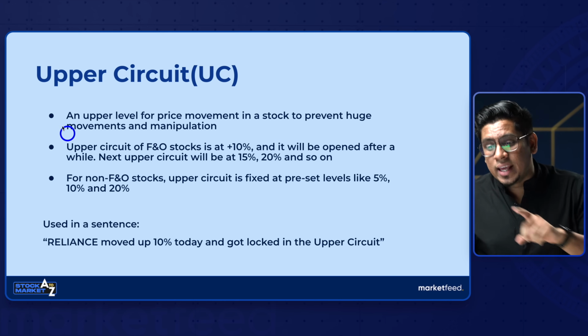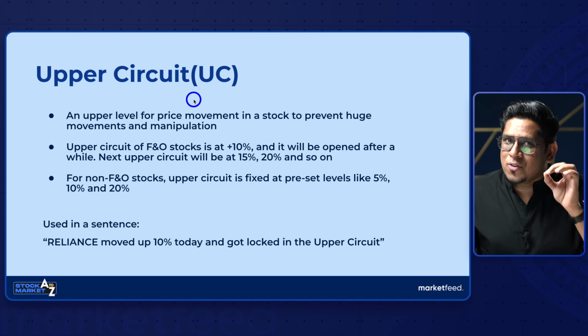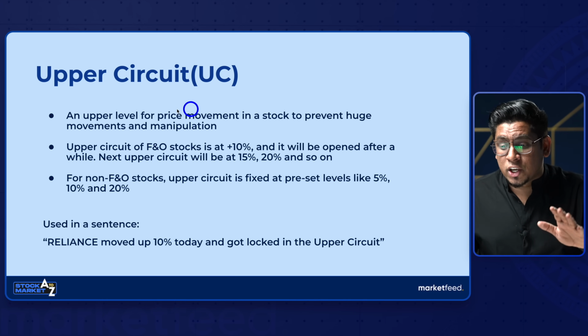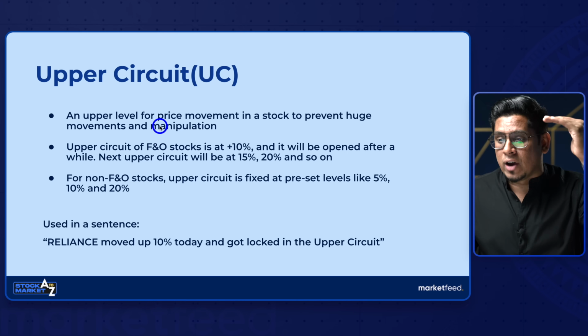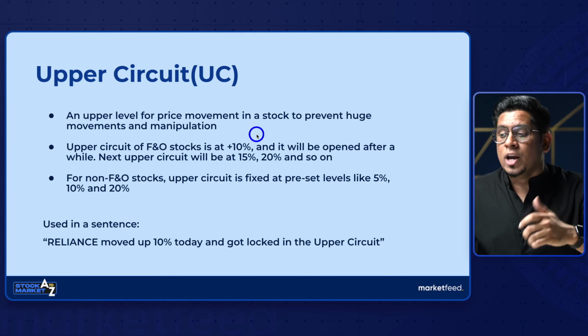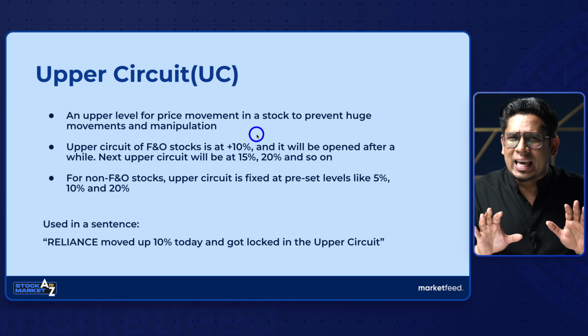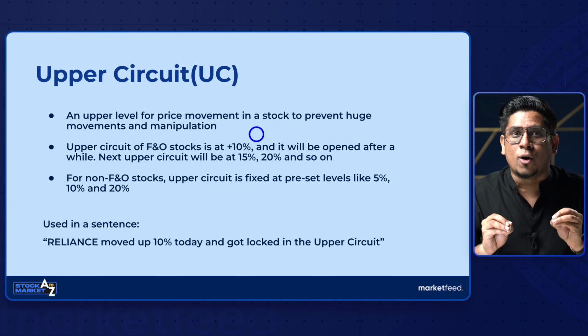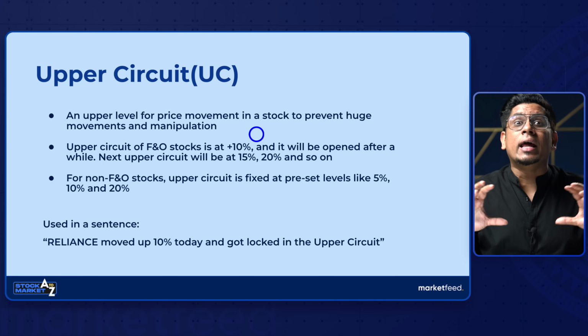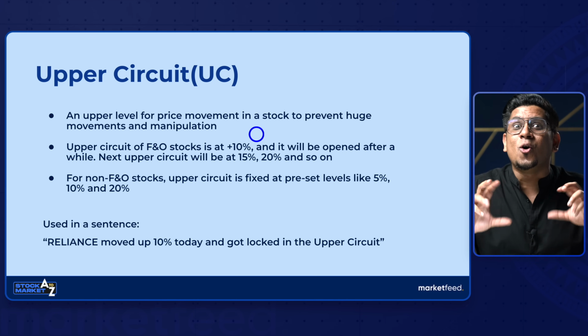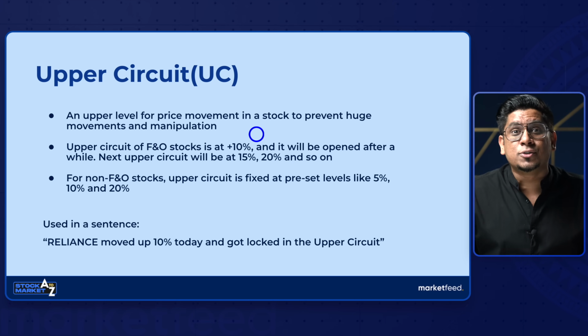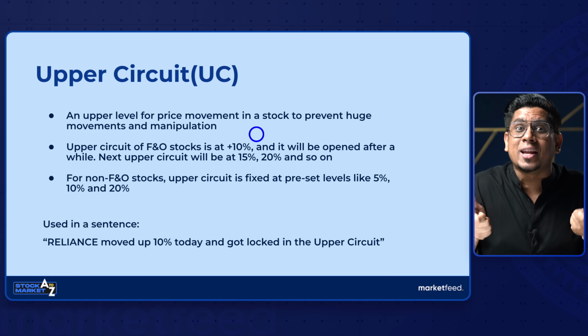The next term we are learning is upper circuit. Very, very important for beginners, right? Upper circuit is an upper limit level for price movement in a stock to prevent huge movements and manipulation. Okay, this is very important to understand. Just hear me out. Okay, so the stock market is a world where a lot of people come with a lot of greed, and there are high chances for manipulations and operations as well.